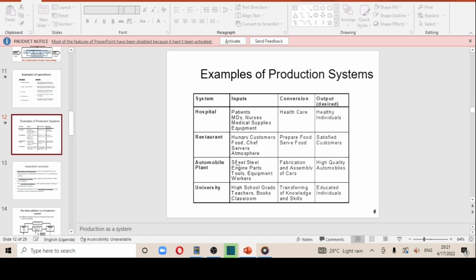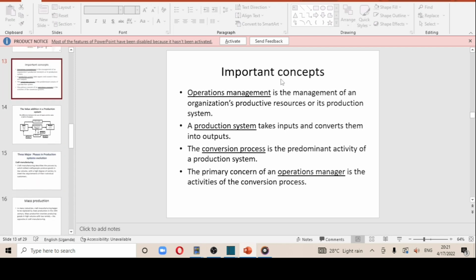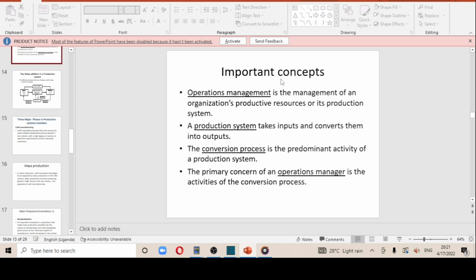Then automobile plant, you can get to have sheet steel. Then conversion, fabrication, then output, high quality automobiles. Then we're having a university, which is having high school graduates. Then what is the conversion? You transform knowledge and skills, and at the end you get educated individuals. Basically, we are having also some terms under the production system, and by production system they just mean a system that takes inputs and converts them into outputs.